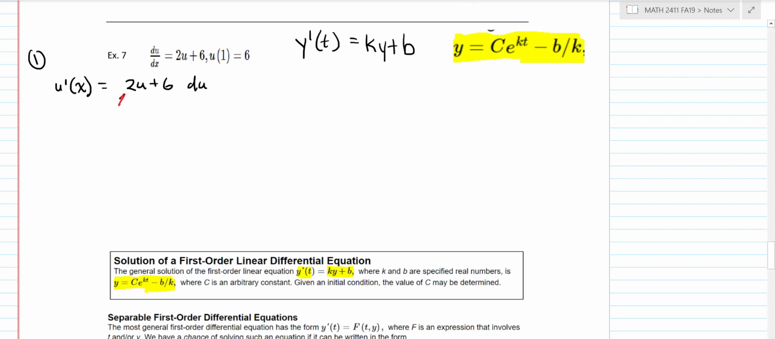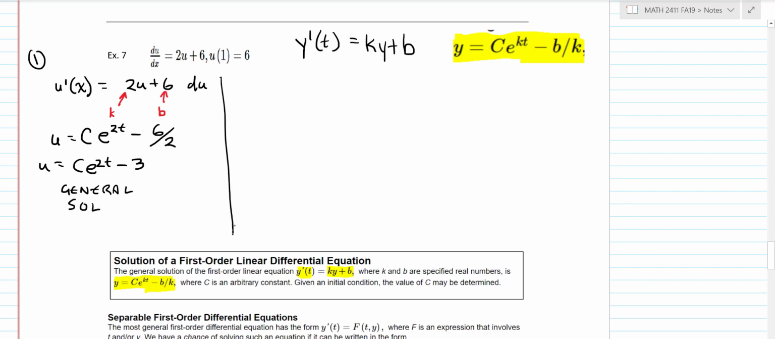In this particular problem, k is equal to 2, and b is equal to 6. By the formula, in this case it wouldn't be y, it would be u. So u is equal to c e to the kt, where k is 2, and then minus b, which is 6, over k, which is 2. So you get u equals c e to the 2t minus 3. That is what you would call your general solution.